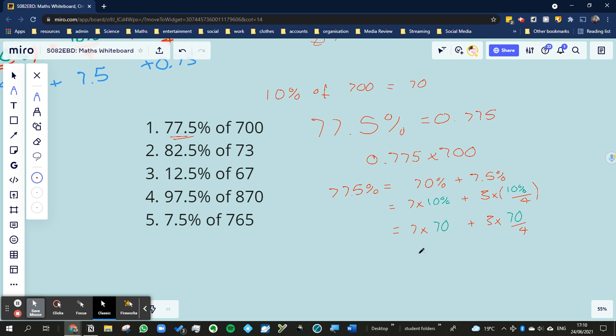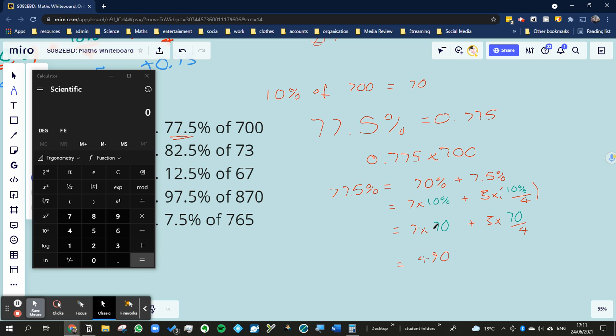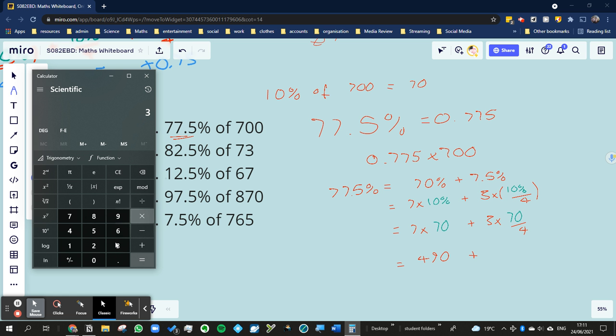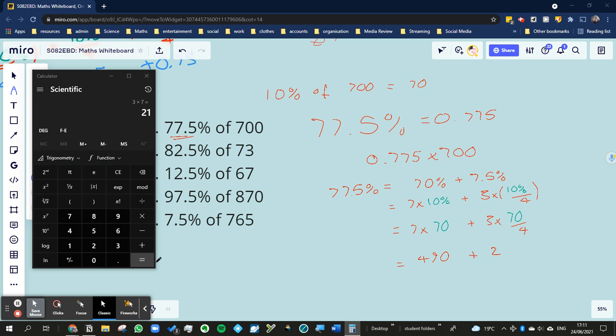Okay, so we know 7 times 7 is 49, I believe. My times table's terrible nowadays, but I think it's 49. Yeah, it is 49. I think I'll put a calculator on the screen so you can see me working this out as well. And 3 times 7 is 21. Again, we have to do this in our head, so we just need to know our times table. So 21 over 4.